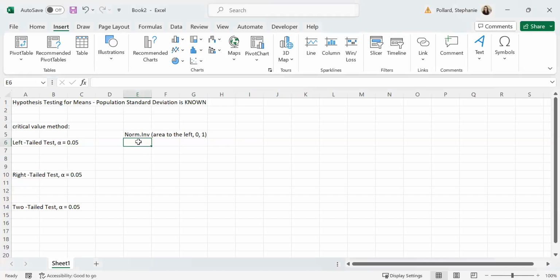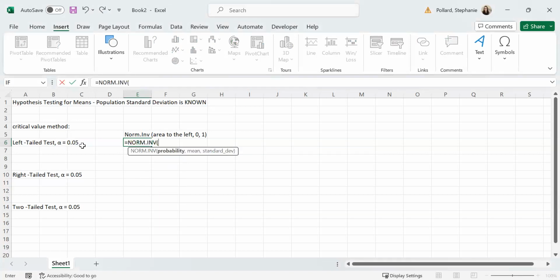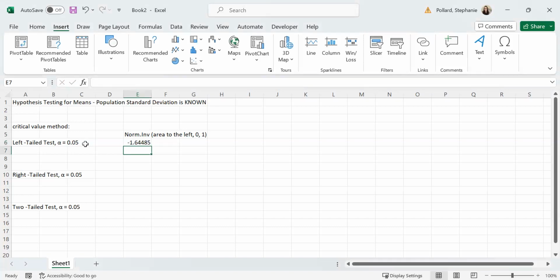Now, your left-tailed test is straightforward. So if I do my norm inverse, your alpha here will end up being the area in the left tail as well. We always use norm inverse as area to the left. So that 0.05, you're just going to go ahead and plug right in. I'll use 0 and 1 for my mean and standard deviation. And there is going to be your critical z-score. So negative 1.645. So again, area to the left or left tail test is very straightforward.